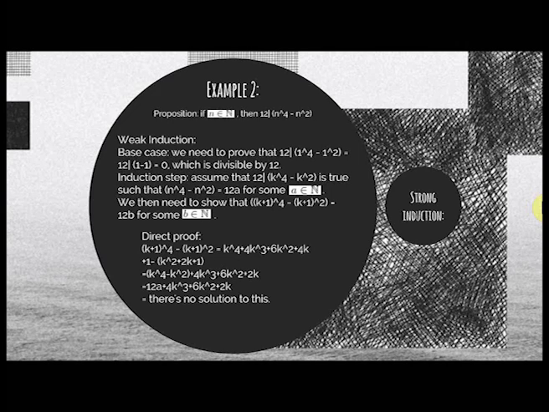In the induction step, we assume that 12 divides k power 4 minus k power 2 is true, such that n power 4 minus n power 2 equals 12a for some natural integer. We then need to show that k plus 1 power 4 minus k plus 1 power 2 equals 12b for some natural integer. As you see in the direct proof, there is no solution to this question for weak induction. Let us use strong induction to solve and see.